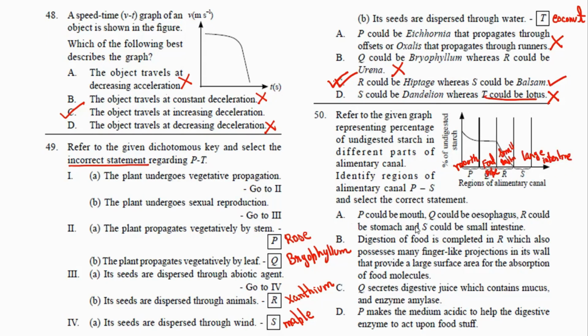The first option A is saying P could be mouth. This is correct. Q could be food pipe. This is correct. R could be stomach. This is wrong. And S could be small intestine. This is wrong. So this is the wrong statement. Okay. B says digestion of food is completed in R. Yes. In R, complete digestion of food takes place, which also possesses many finger-like projections in its wall. Yes, finger-like projections are there. That is called the villi. That provides a large surface area for the absorption of food molecules. Yes, in small intestine, complete digestion of food takes place, and there are a number of finger-like projections that have blood vessels in them. And these take the nutrients from the small intestine and carry them to different parts of the body. So B is the correct statement and the correct answer for our question.